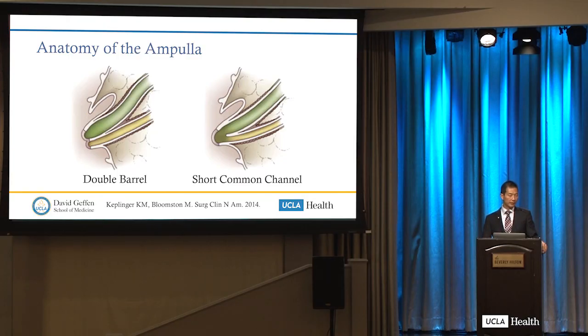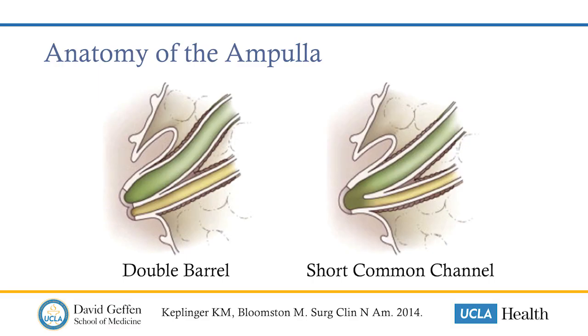And again, most of this, I think those of you guys who do ERCP know this stuff, but I think it's just good to review. The anatomy of the ampulla, it can be a double barrel with a common bile duct and the pancreatic duct. There are 2 separate orifices at the level of the ampulla. Other times, or more often, it's a very short common channel.